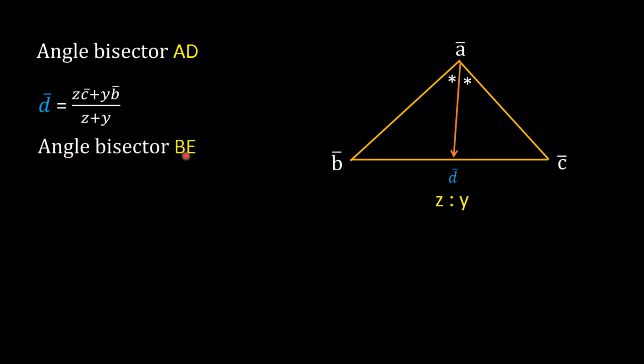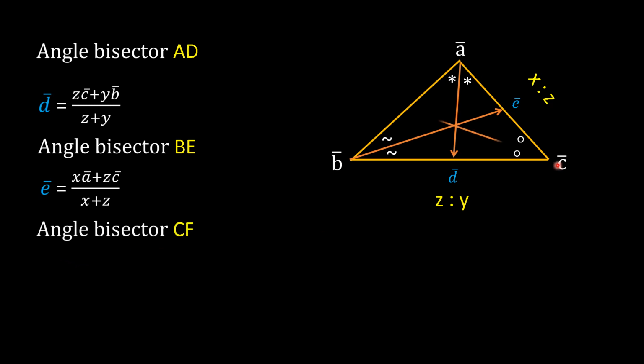For angle bisector BE, point E divides CA in the ratio X as to Z. Therefore, position vector E bar will be E bar equals XA bar plus ZC bar upon X plus Z. And for angle bisector CF, F divides side AB in the ratio Y as to X. Therefore, position vector F bar will be F bar equals YB bar plus XA bar upon Y plus X.